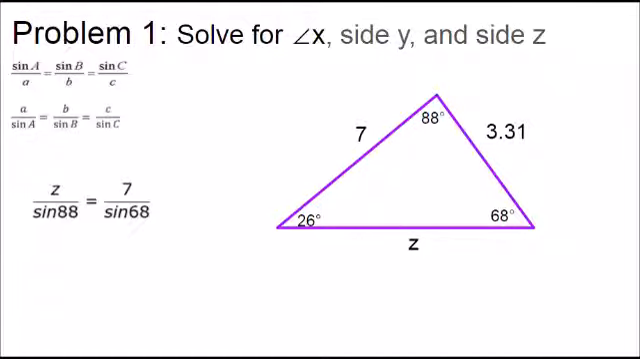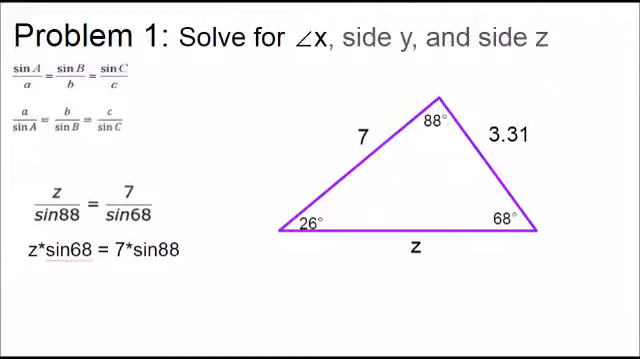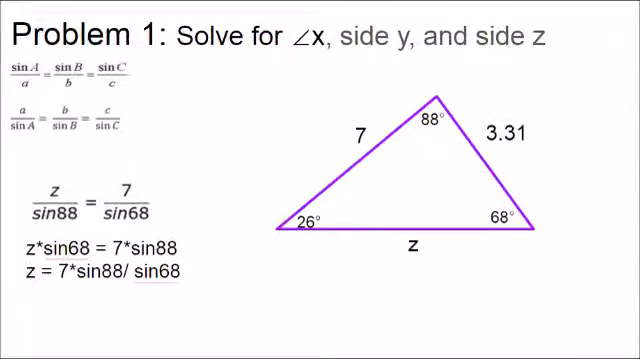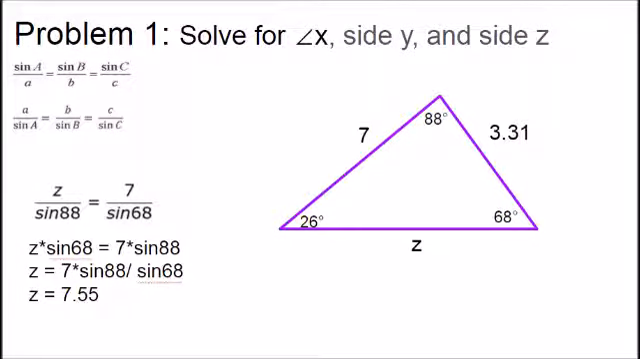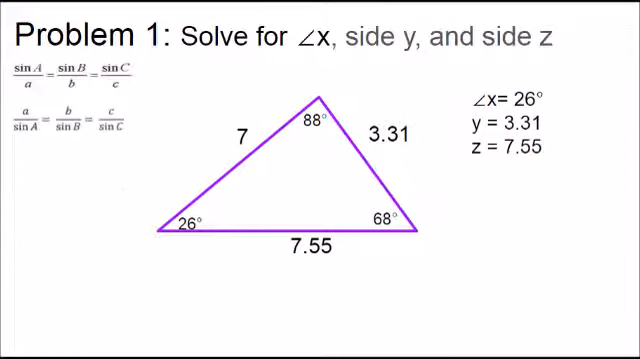So then you cross multiply and get z times sine 68 equals 7 times sine 88. Isolate the variable by dividing both sides by sine 68 and you get z equals 7 times sine 88 divided by sine 68. Put that into the calculator and you get 7.55, and that is rounded. So side z equals 7.55. And so that's how you solve for this problem, and we are going to do a second problem as well.